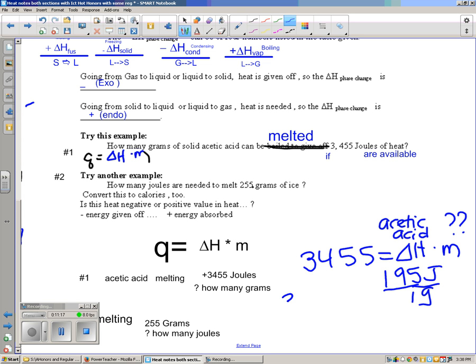So you're going to take 3455 and divide it by the 195, and that's going to get the numbers all together, and so that's going to equal your mass. When you do the mass is going to equal 17.7, and there's even one more digit, I think, that goes with it, but basically the answer is going to be 17.7 grams of acetic acid.